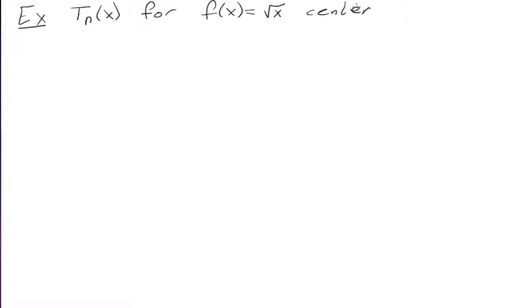Let's see. Let's go up here. So let's say we want to do another example. Let's say we want to find Tn of x for f of x equals the square root of x. And let's center it this time, centered at x equals 1.